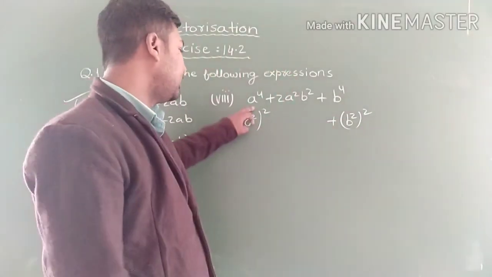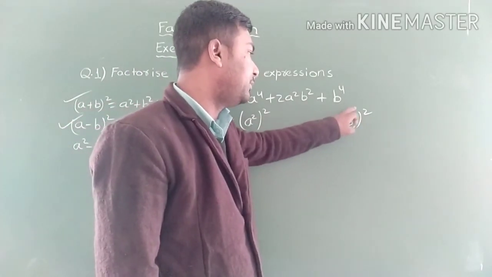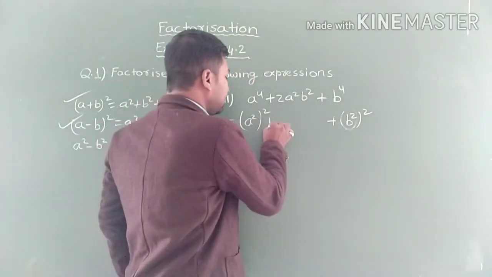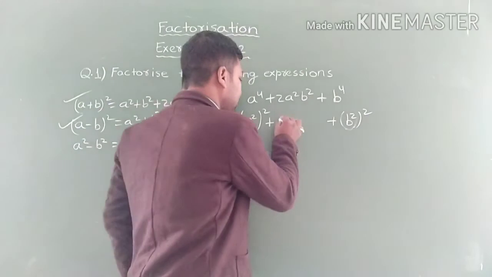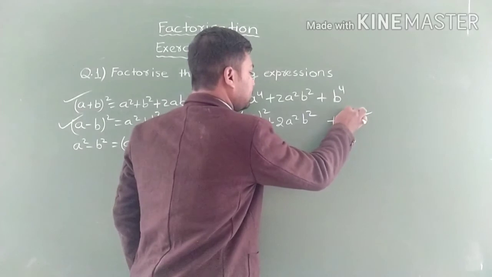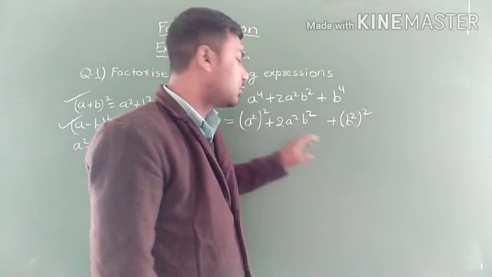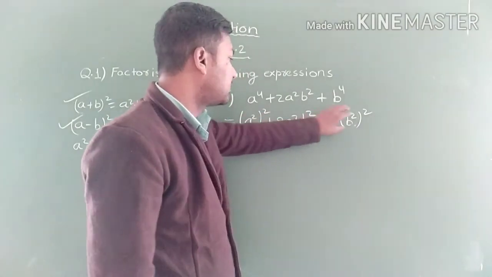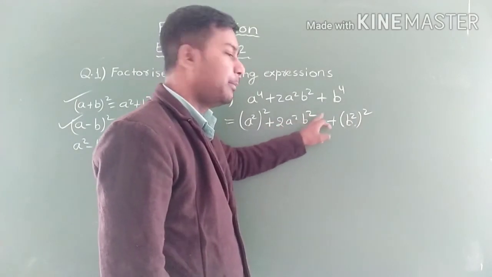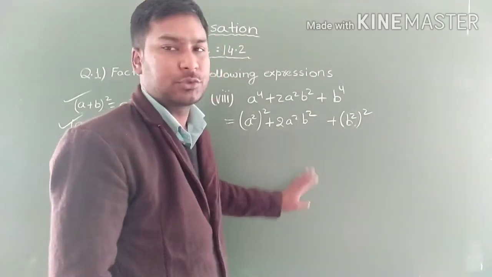Okay. So this part is a square, and this total part is b square. A square plus b square. And in the middle part we have to convert. It is already converted. So it will be 2a square b square. Okay. So a square is a here and b square is b here. So this one a square plus b square plus 2, and this one is a and this one is b, 2ab. So that means it is in the form of a plus b whole square.